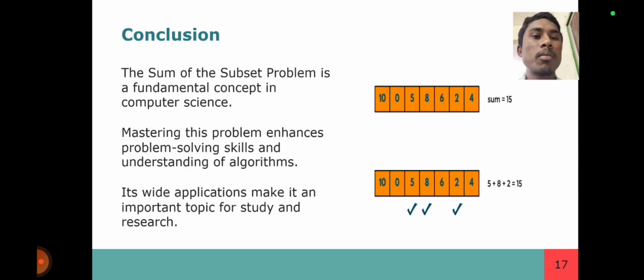Conclusion: the sum of subset problem is a fundamental concept in computer science and engineering. Mastering this problem enhances problem solving skills and understanding of algorithms. Its wide applications make it an important topic for study and research.